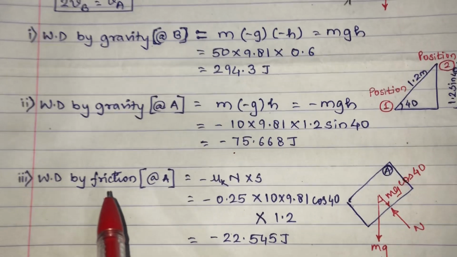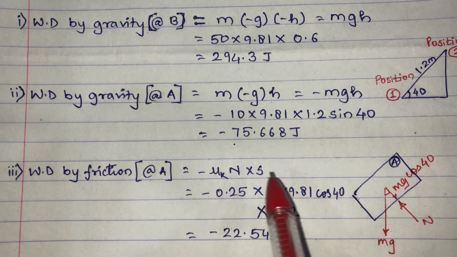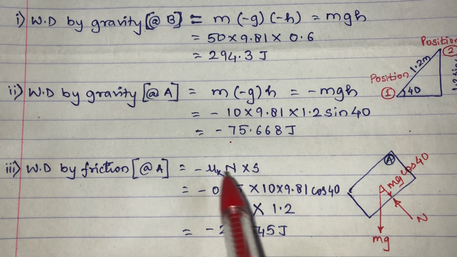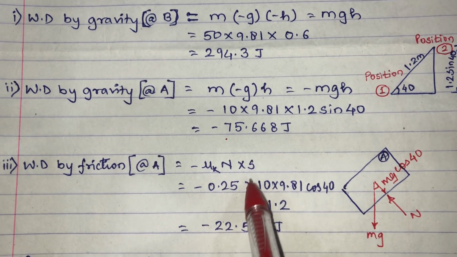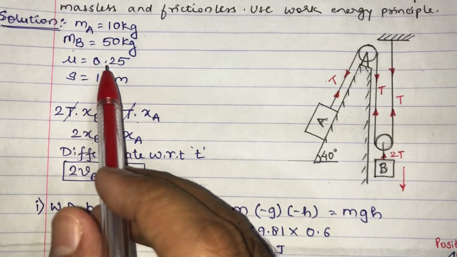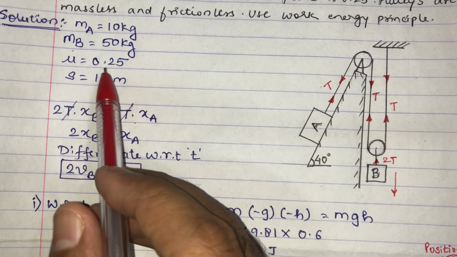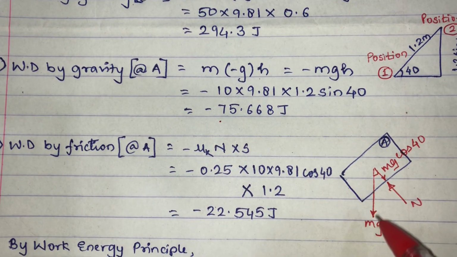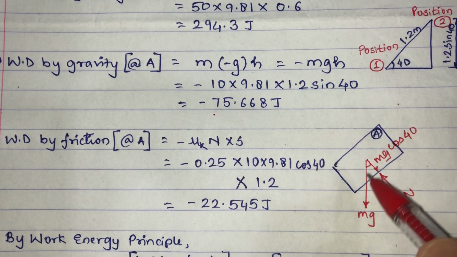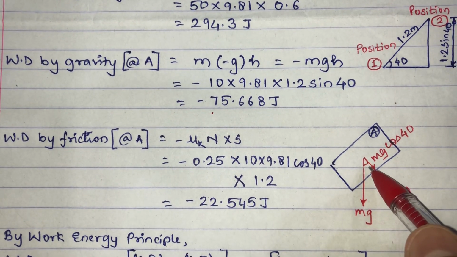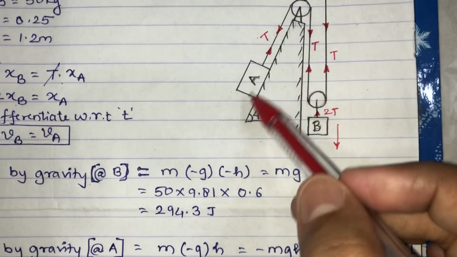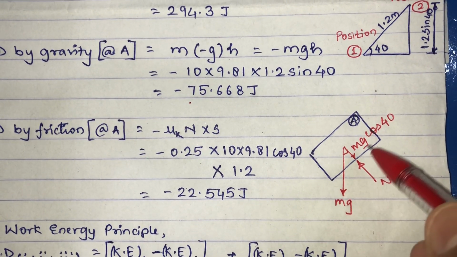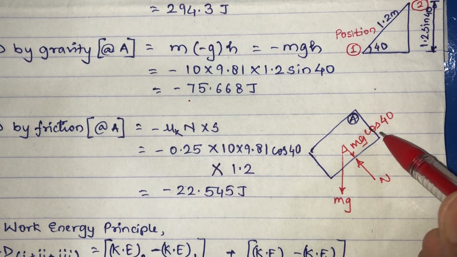So work done by friction says that minus mu k N into s. Work done by friction is frictional force into displacement. So frictional force is minus mu k N into s. Mu k here it is 0.25. So here 0.25. N, at the place of N, we'll be writing mg cos 40. As mg is acting in downward direction, it is having an angle of 40 degree, which is mentioned here, 40 degree. So it will be similar to this angle, mg cos 40. N is equivalent to mg cos 40.